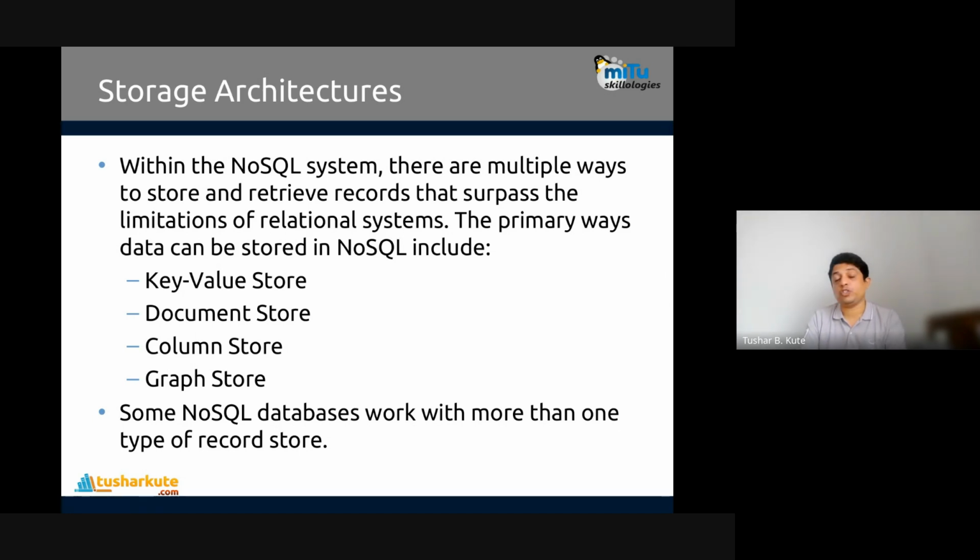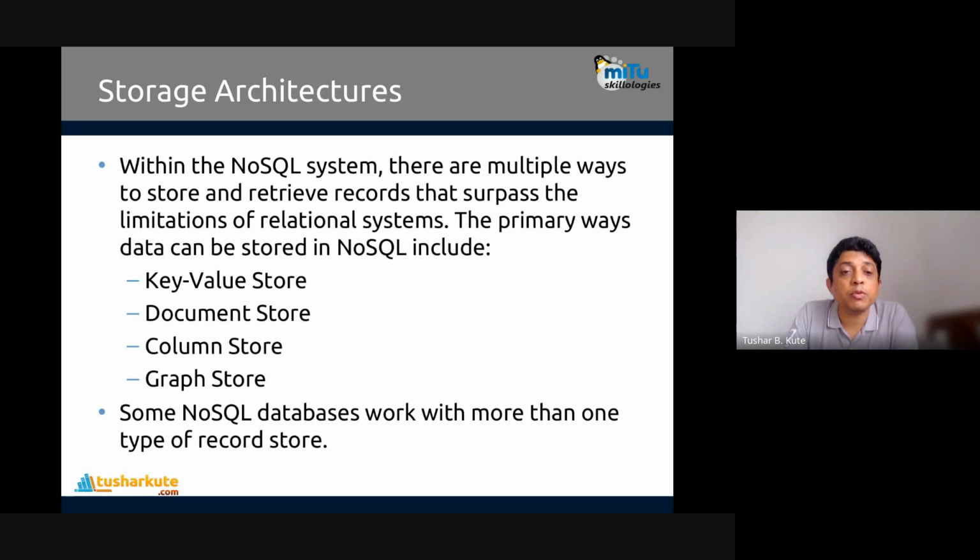Second, a document based store. Third is column based store. Fourth is graph based store. Okay. So the commonly four ways are present by which you can store the data into NoSQL databases. These are the four primary ways by which it can be used to store it. These are the storage architectures possible which you can use here.